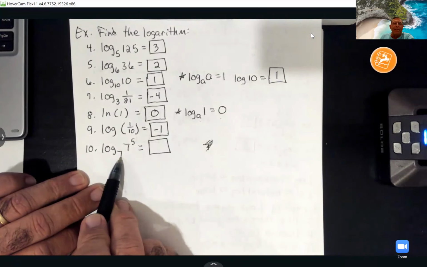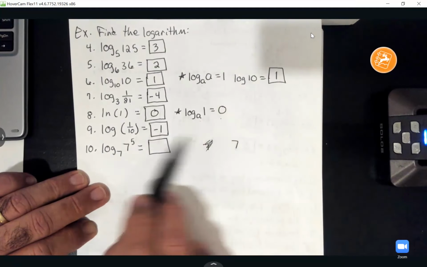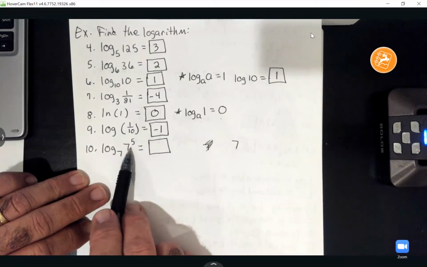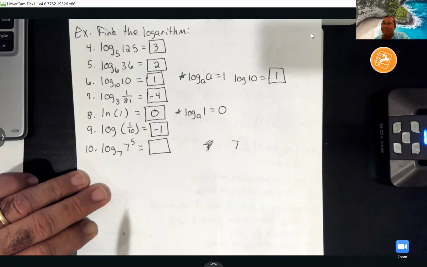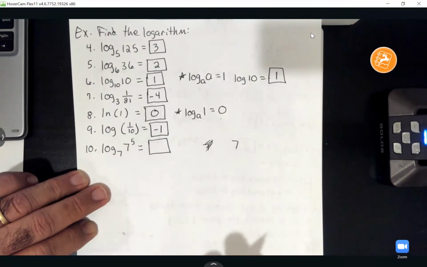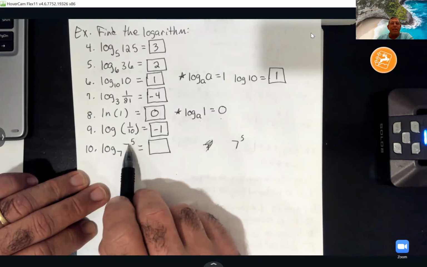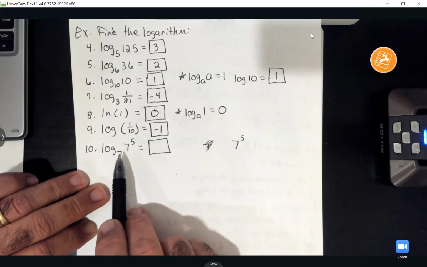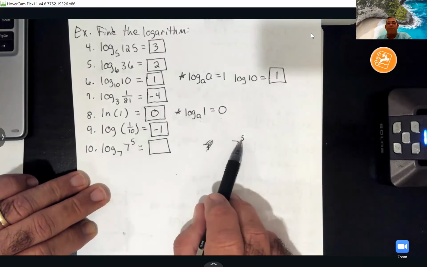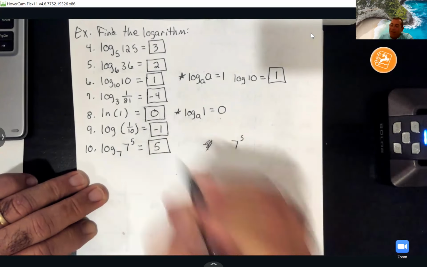So here's your base, 7. What do you have to do to that 7 to make it look like 7 to the 5th? Is it 1? Well, remember, 7 to the 1st is just 7. It's going to look the same as this right here, right? So if your result is 7 to the 5th, then this base has to be raised to the 5th power to make it look like that. So that would be a 5.